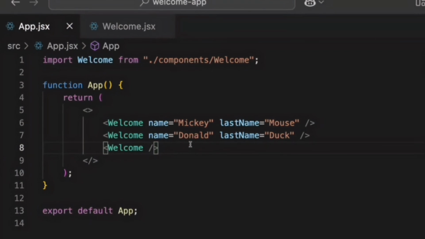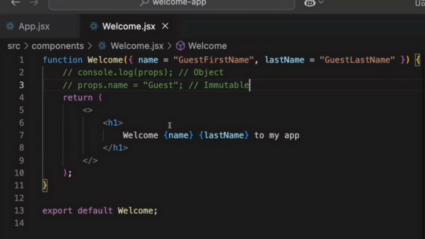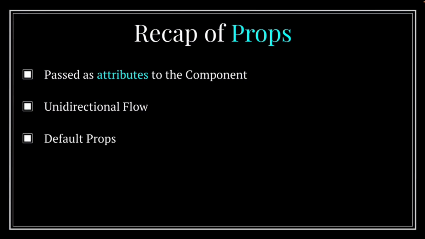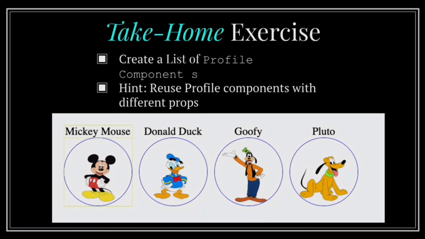Now, next question is, how do components maintain data? To understand that, we have to learn about states, which we will learn in the next video. So please stay tuned. Let's recap all the concepts of props. Props are passed as attributes to the component. They are unidirectional in nature, meaning they can be passed from parent to child, but vice versa is not possible. We also learned how to set a default value to the props. And please remember, props are immutable.